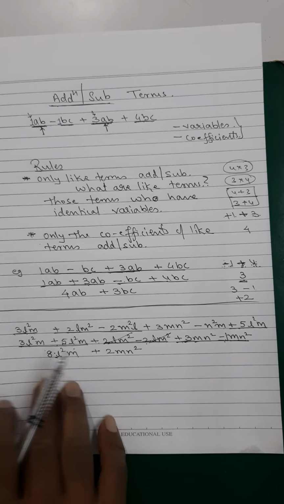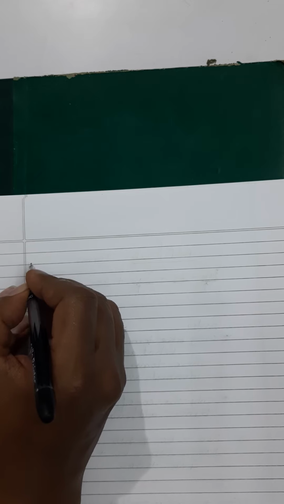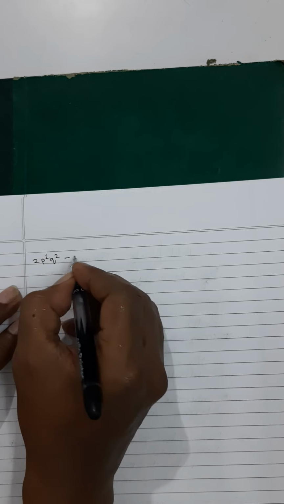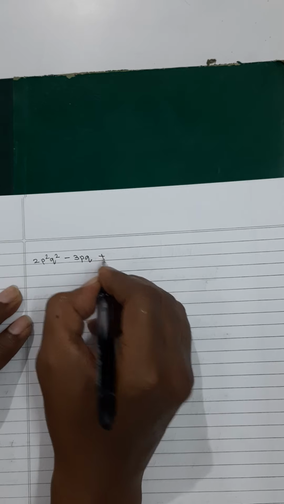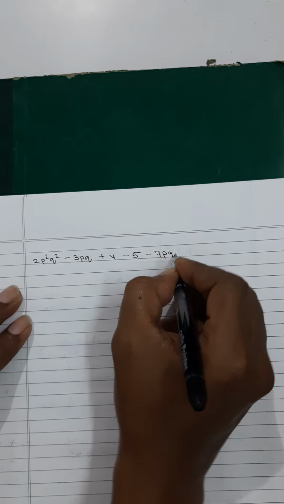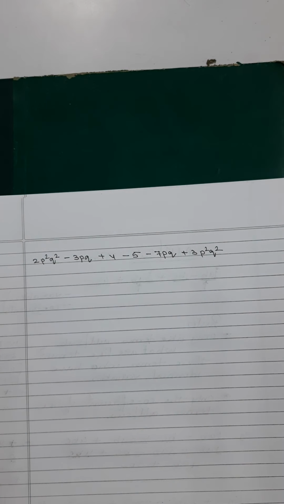So now, my dear students, I am giving you one more question. You have to solve this question and post it as soon as possible. I am waiting for your answer. What I am going to give you all is 2p square q square minus 3pq plus 4 minus 5 minus 7pq plus 3p square q square. Now make it fast. Solve this immediately and show me. Put it on the group as soon as possible.